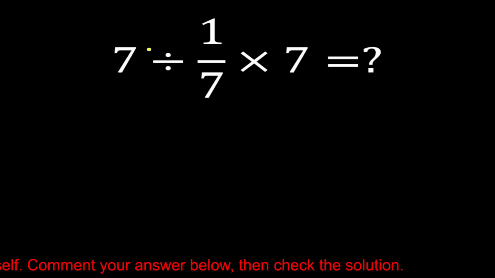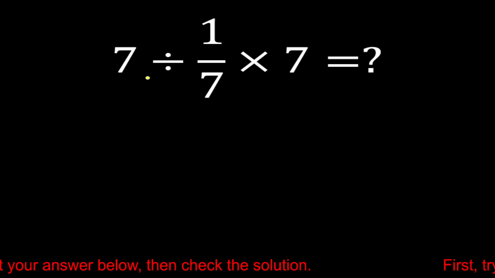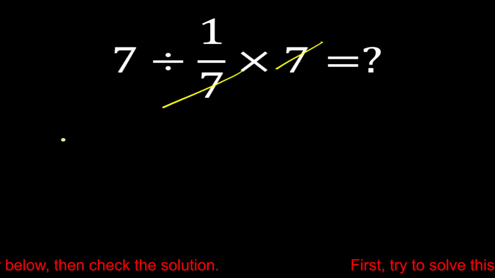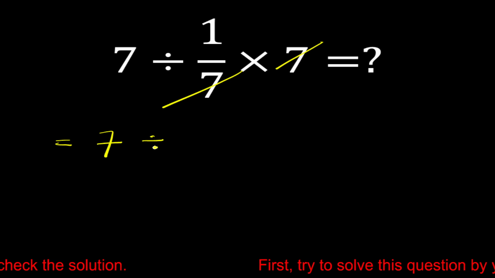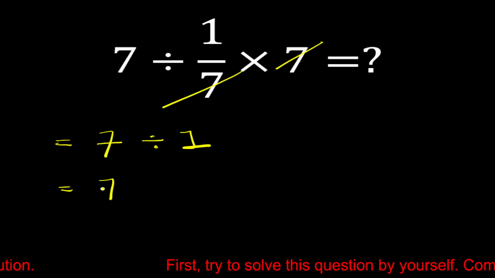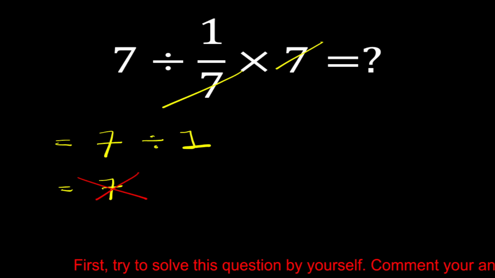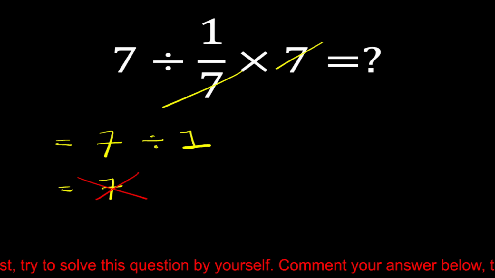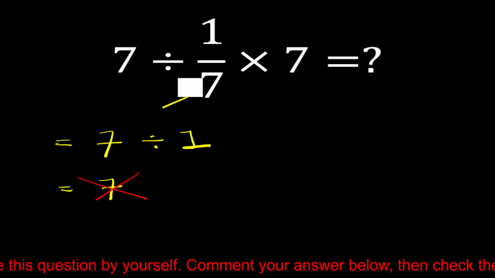So most people solve this question wrong, like this. Cancel 7 by this 7, is equal to 7 divide 1. Now 7 divide 1 is equal to 7. But this answer is completely wrong. Now let's solve this problem correctly by using the PEMDAS rule.